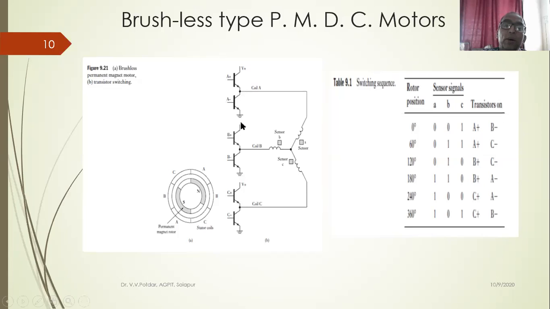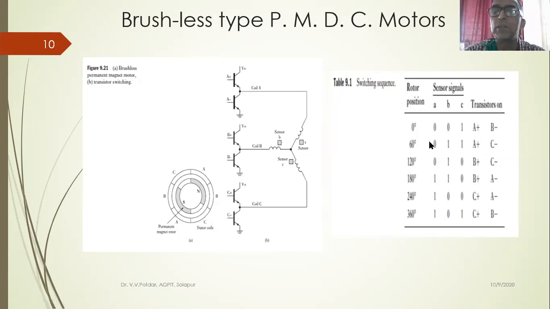So this Hall effect sensor will send signals to these transistors, so that coil A plus, B minus, C plus, C minus will be energized depending on the angular positions. These transistors help you in switching the windings A1, A2, B1, B2, and C1, C2. These are energized in such a sequence that a continuous torque is developed on the rotor.